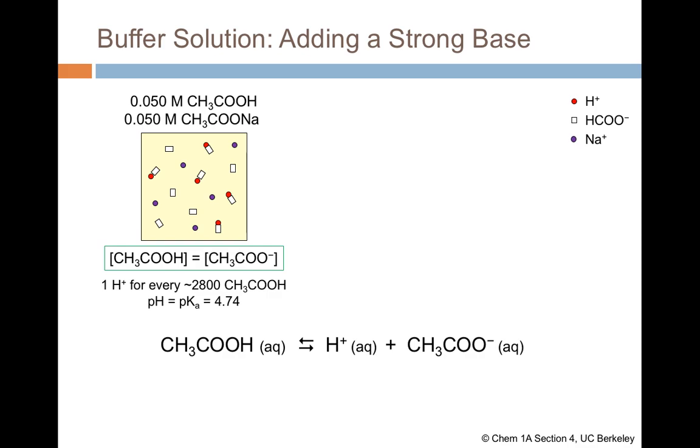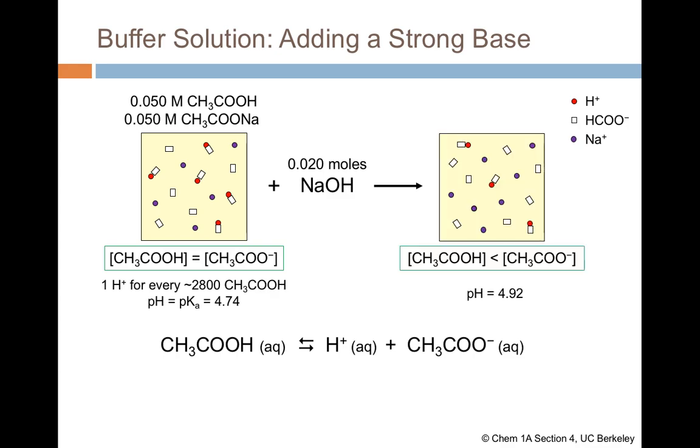We can also consider starting from the same buffer solution, but instead adding a strong base, for example, 0.02 moles of sodium hydroxide. What do we see after those strong base moles are mixed in? Now we see 1, 2, 3, 4, 5, 6, 7 equivalents of CH3COO- and only 1, 2, 3 equivalents of CH3COOH. So now the equilibrium is favoring the acetate, and we have a higher pH.